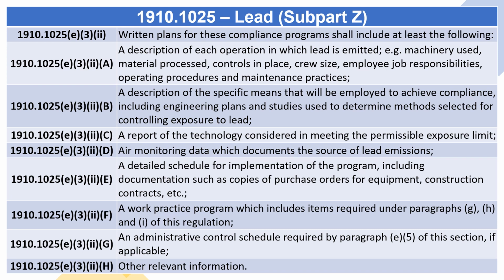A detailed schedule for implementation of the program, including documentation such as copies of purchase orders for equipment, construction contracts, etc. A work practice program which includes items required under paragraphs (g), (h), and (i) of this regulation. An administrative control schedule required by paragraph (e)(5) of this section, if applicable. Other relevant information.